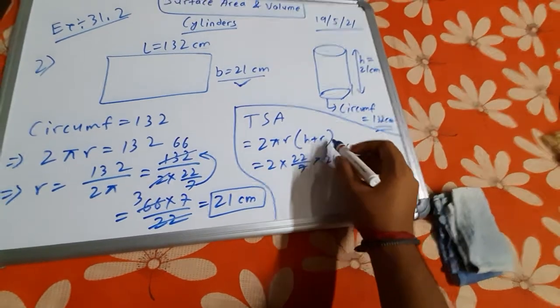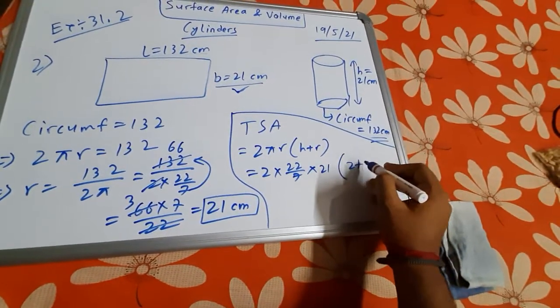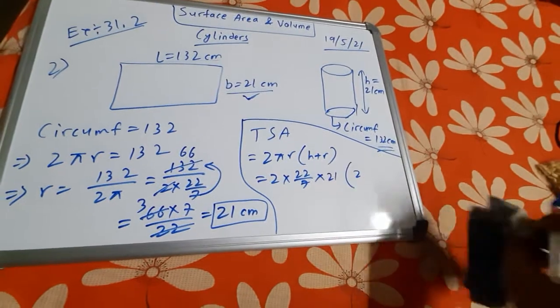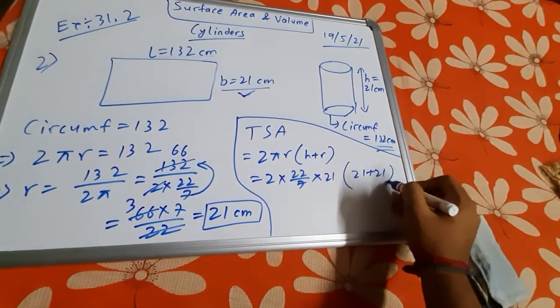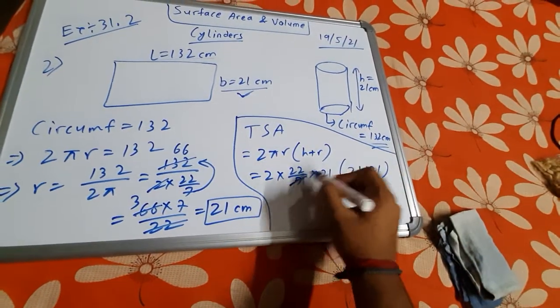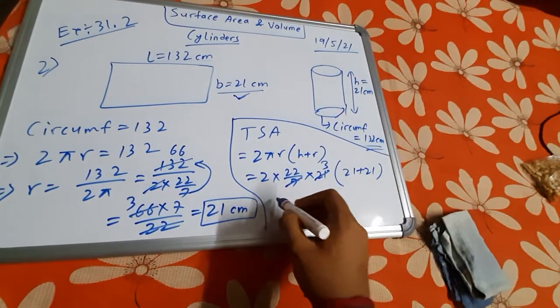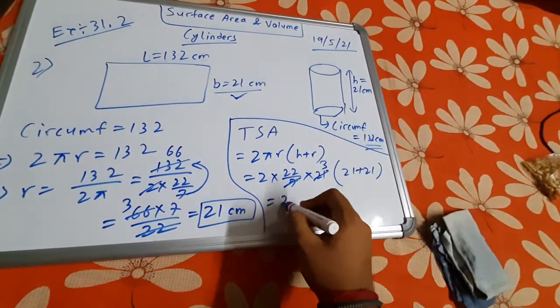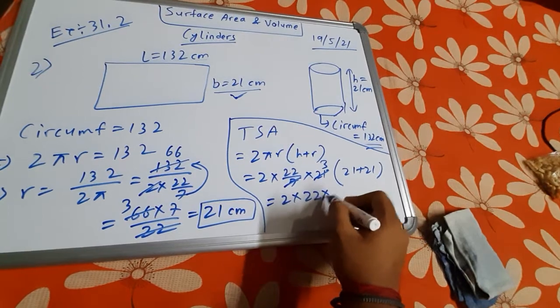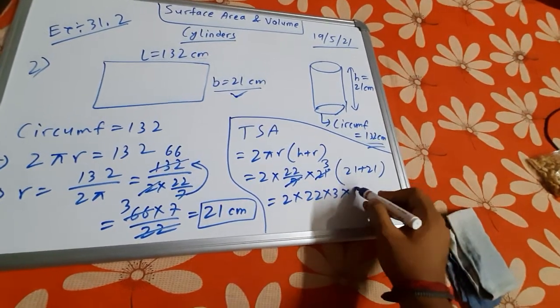Into, within bracket, h plus r, that is 21 plus 21. Okay, that means 42. This will become 42. Now I can cut this with 7 and this will be 3. So the final answer will be coming as 2 into 22 into 3 into, this one will be becoming 42.